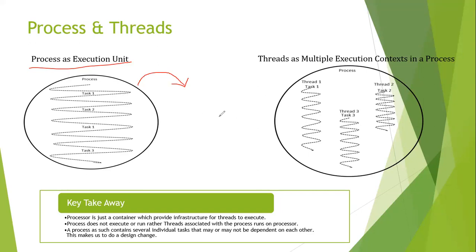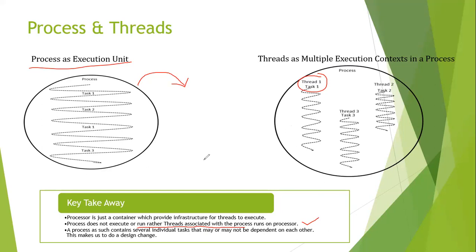What executes these tasks? The context of executing these tasks is the threads. A thread is just the smallest unit of executing your task. It takes the task, executes it on the CPU, and gives the result set. A process does not run on its own; the threads associated with the process run on the processor.